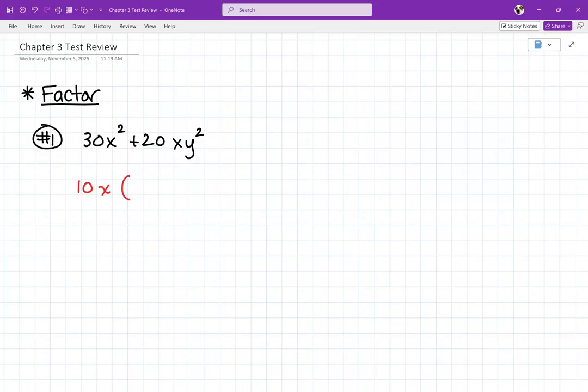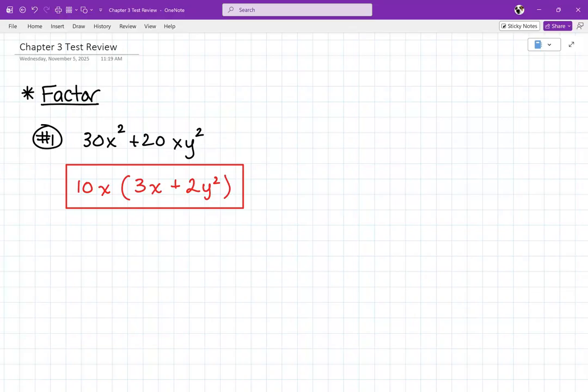So 30 divided by 10 is 3. X squared divided by x is just x. So I have 3x right there. Plus, and then 20 divided by 10 is 2. And x divided by x, nothing stays there. So the only thing left is just a y squared, and I'm done. This is factored completely.